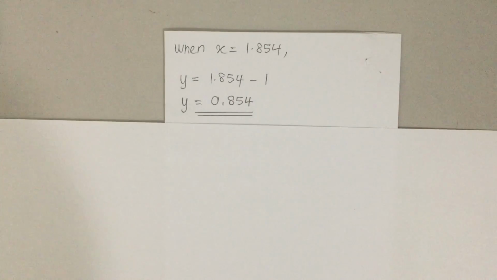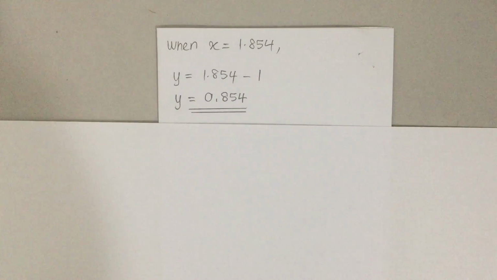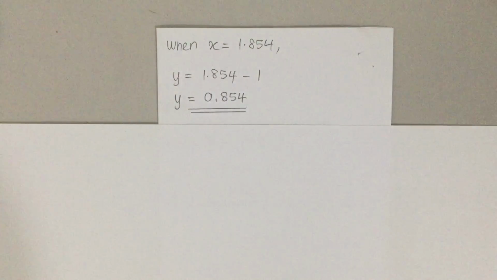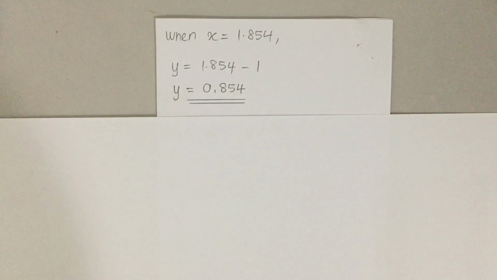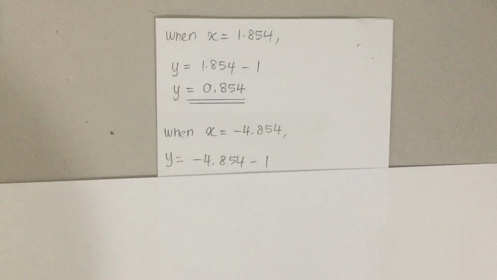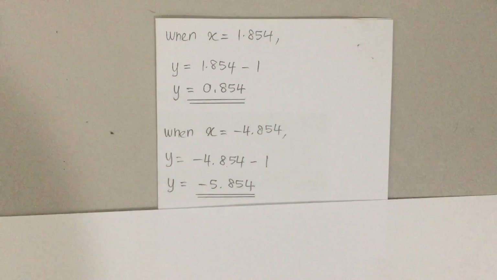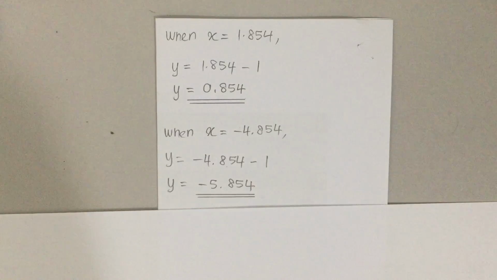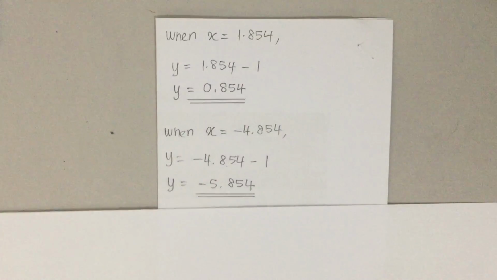Okay, when x equals 1.854, y equals 1.854 minus 1, so you should get y equals 0.854. Let us continue with the second x value. When x equals negative 4.854, you should get y equals negative 4.854 minus 1, which is negative 5.854. Alright guys, we have already solved our first question. Let us proceed to the second question now.